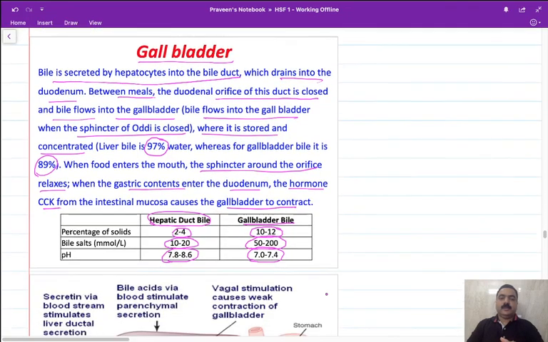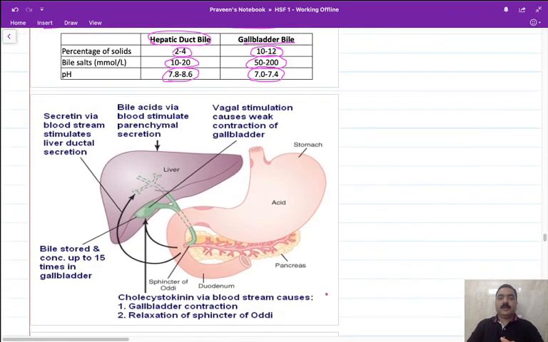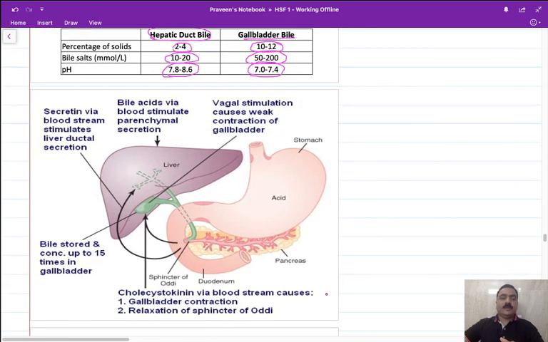So let's discuss how this is being regulated, how the secretion from the liver is regulated. Secretin via the bloodstream stimulates the liver duct secretion. And that means secretin is coming from what? The acids. So the acid stimulates, so you need a lot of bicarbonate, and bicarbonate is secreted from the duct. That is why the secretin is stimulating the duct.